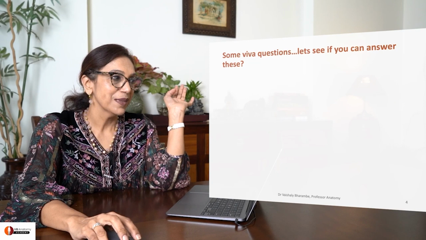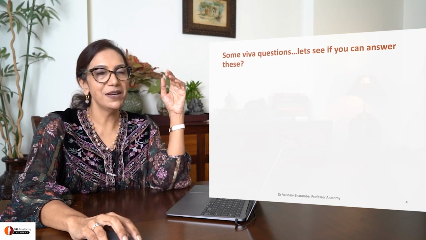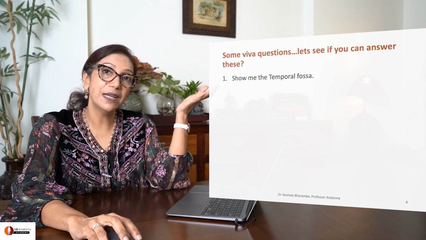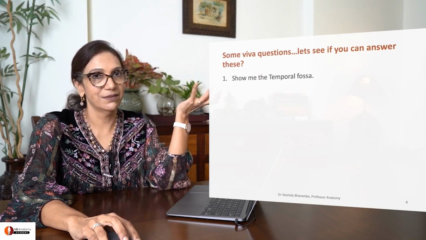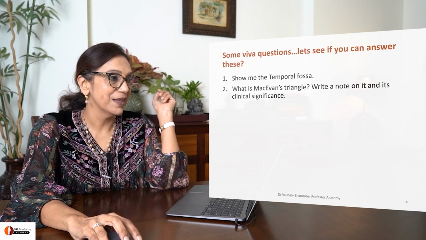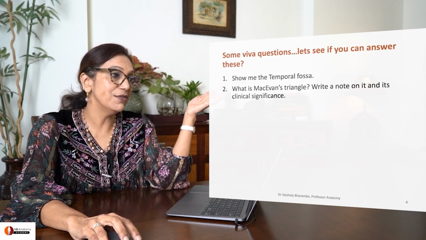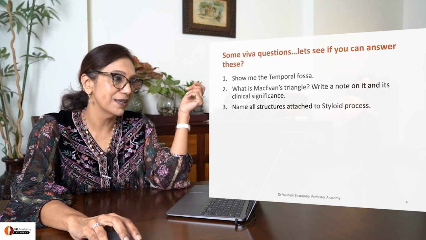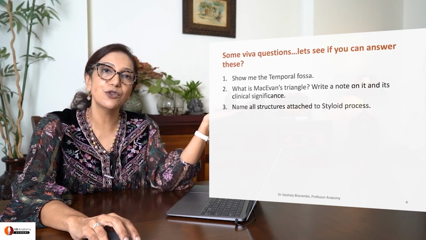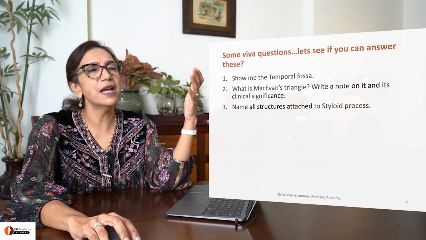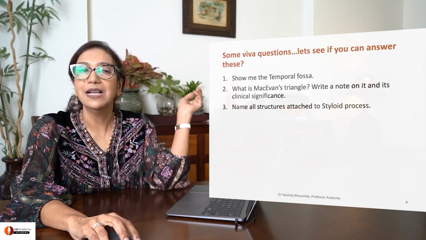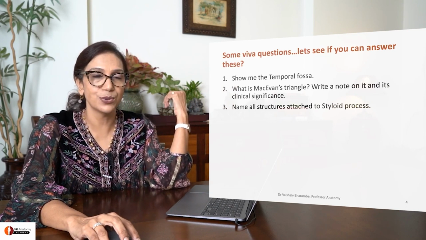Okay? So, I'm going to ask you some viva questions just to show you where you are. Can you show me the temporal fossa on the skull? Probably you can. What is MacEwen's triangle? Can you write a note on it and its clinical significance? Can you name the structures attached to the styloid process? This and many, many more are questions asked on Norma Lateralis. Let's learn a lot about it today.